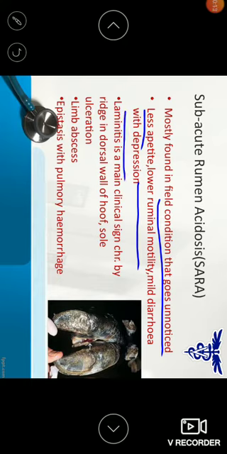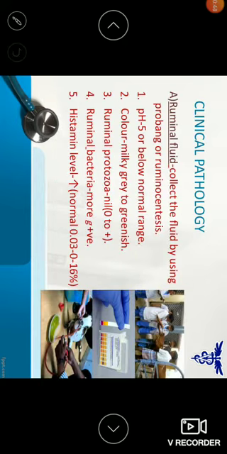If you look at the coronary groove of the hoof of the animal, you will see a ridge in the dorsal wall of the hoof and sole ulcerations. Don't be confused with ulcerative laminitis or FMD-like symptoms. First you should take the history. There is limb abscess and epistaxis, that is oozing of blood from the nose, and epistaxis with pulmonary hemorrhage.